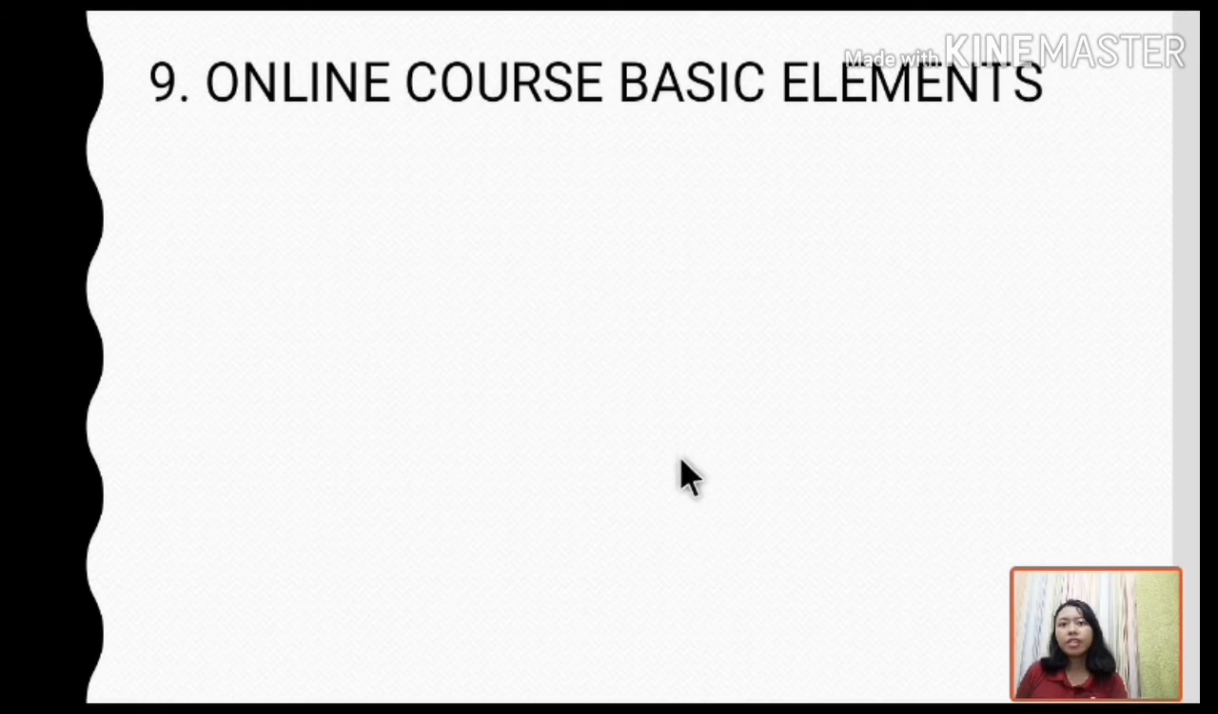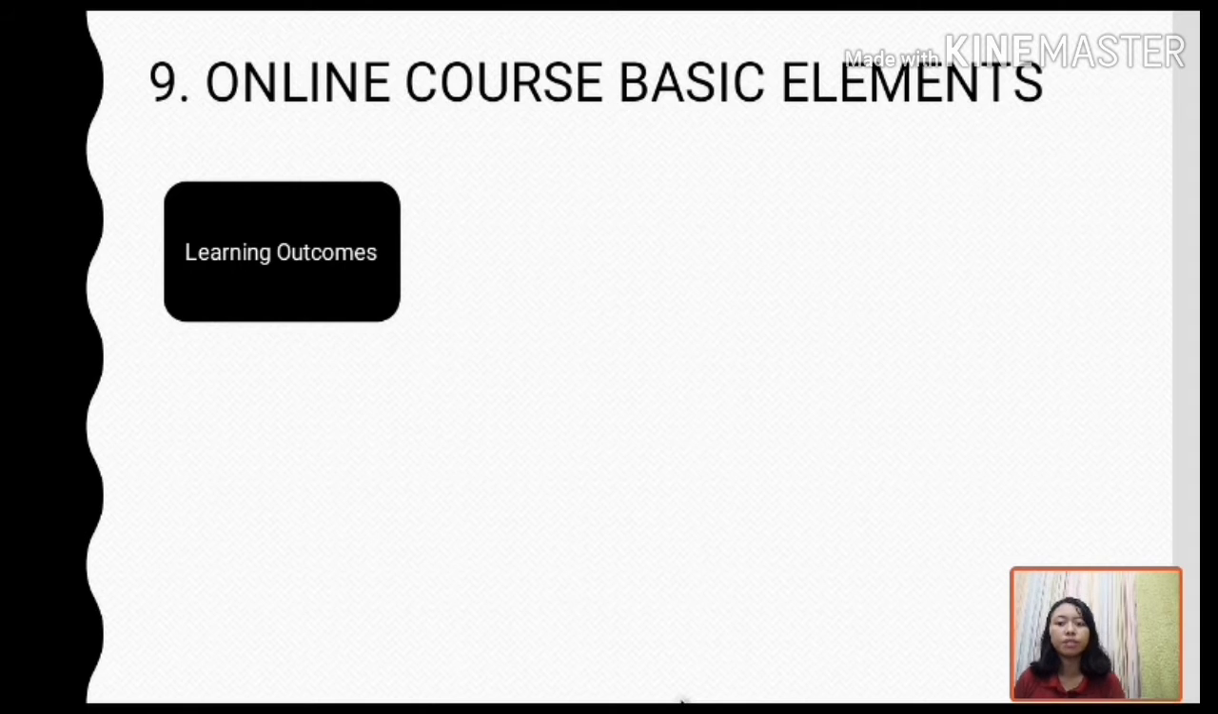Building an online course needs some basic elements as the foundation. And the first element is the outcomes. The learning outcomes function as the goal of a learning course. So the student will know what they are going to learn in this course and what the teacher's expectation of the student is after they finish this course.